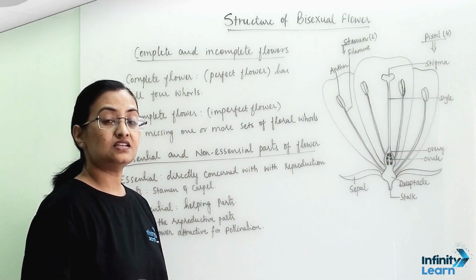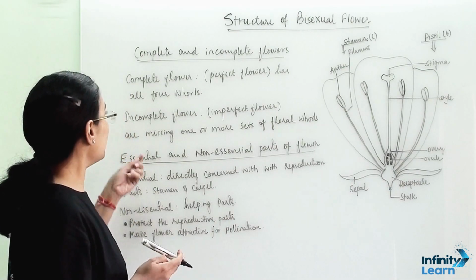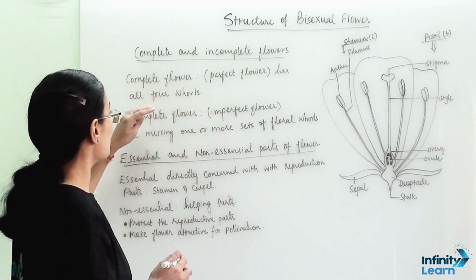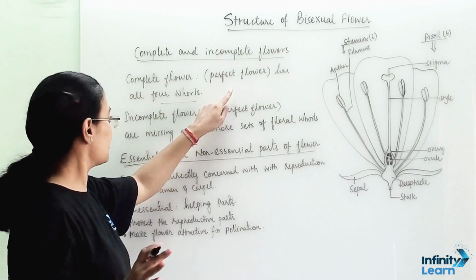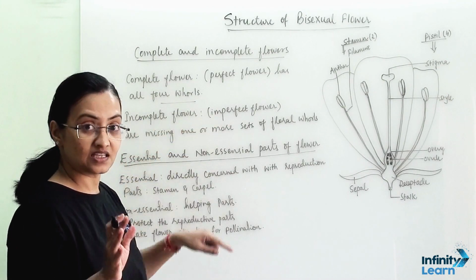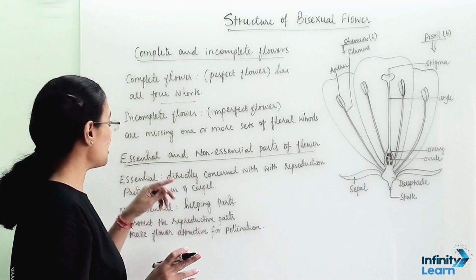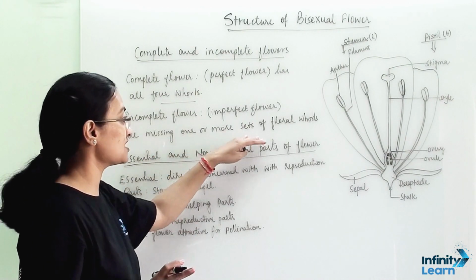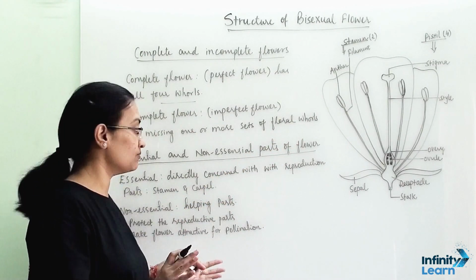Now let us see the difference between complete and incomplete flowers. Complete flowers are the ones which have all the 4 whorls, and they are also known as perfect flowers. Then come incomplete flowers. They are also known as imperfect flowers. And why are they known as imperfect flowers? Because they are missing one or more sets of floral whorls, and that is why they are known as incomplete flowers.